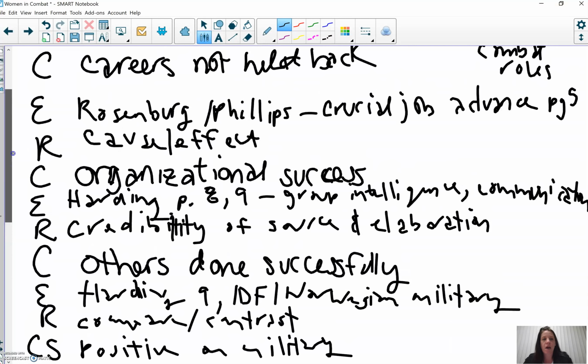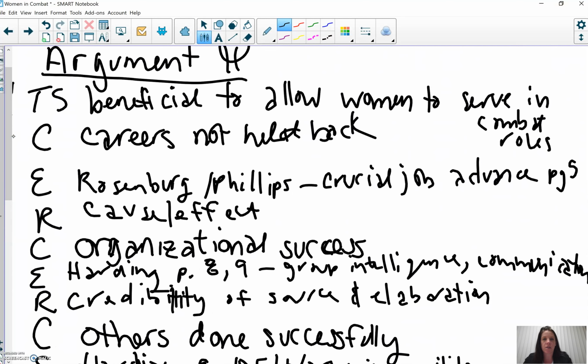All right, so we have our outline here. Didn't take us very long. I know it's super messy, so let me read through this. My topic sentence says I want to have a clear stance. So we're going to talk about how it's beneficial to allow women to serve in combat roles. That tells us this paragraph is about our reasons why we think it's beneficial. Our first reason why, which is our claim, is that careers are not held back.